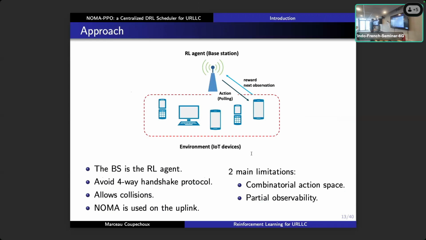And so every device has a PPO agent, or not? No, the PPO is only in the BS. Okay, only in the BS.